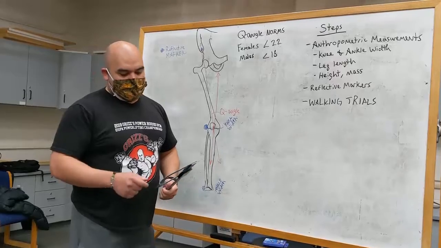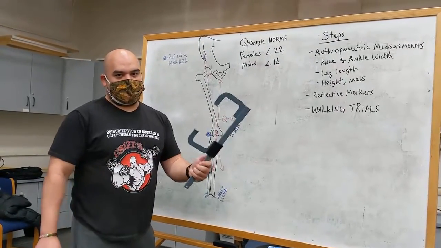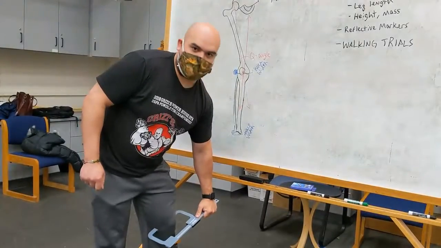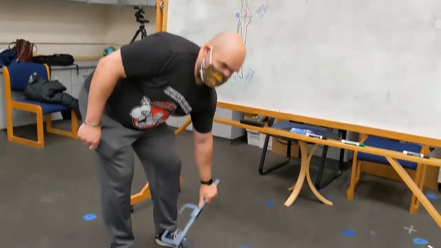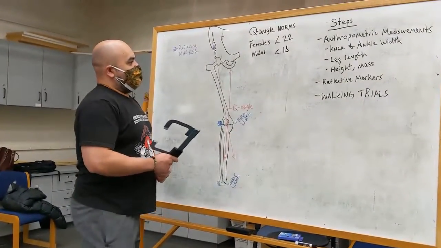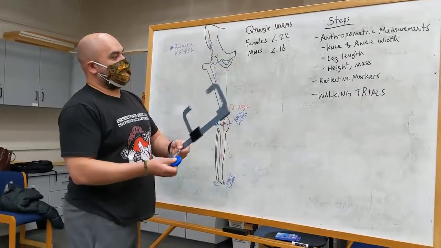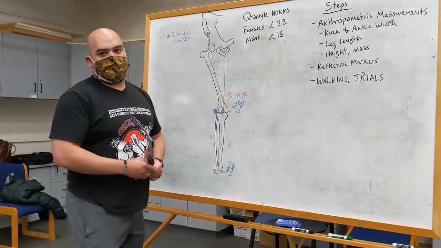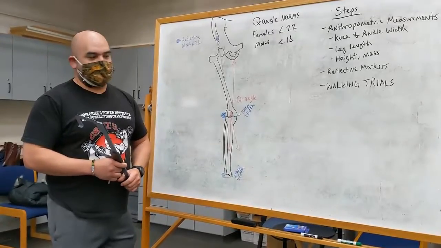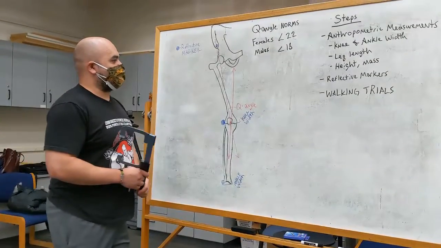So we used anthropometric measurements. Basically, we use this device to measure the knee width and the ankle width, as well as using this to measure leg length. And we also took height and mass measurements for our Vicon system.